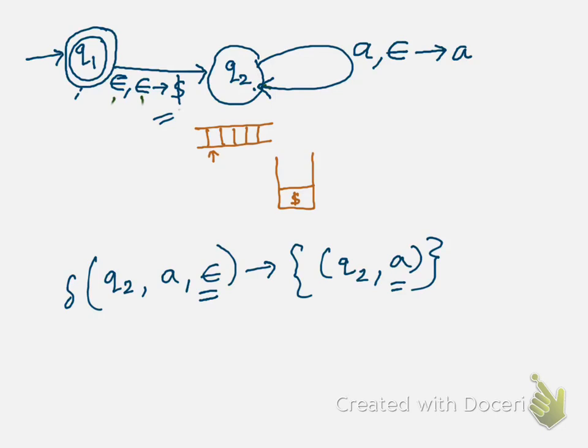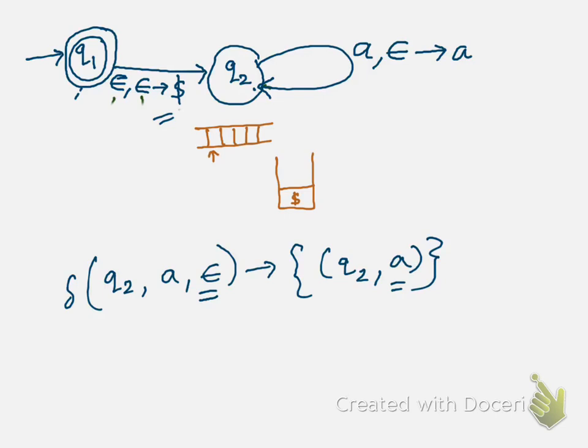Since this process has to be repeated again and again, when I see an A here, without caring about stack top, I push it here, and I am back on the same state. Again seeing an A, push it. Again seeing an A, push it, and so on and so forth. So I can keep this loop here.